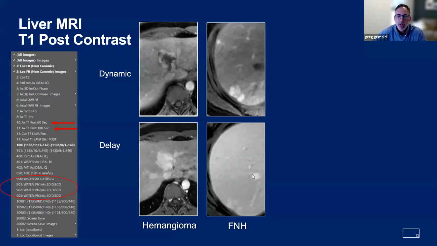This is the enhancement pattern of focal nodular hyperplasia. Sort of goes along with the biology of it. It's normal liver with abnormal biliary radicals. It's going to be very similar to the liver on some sequences.